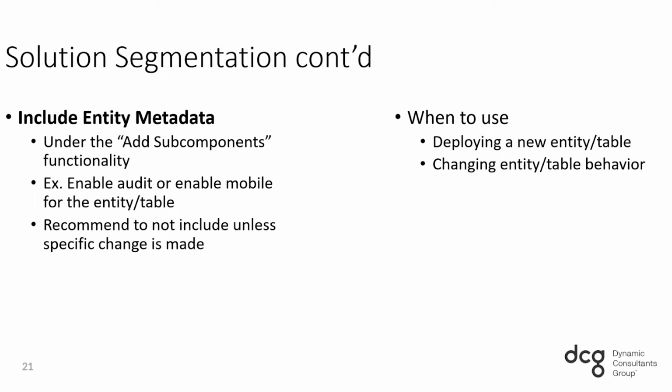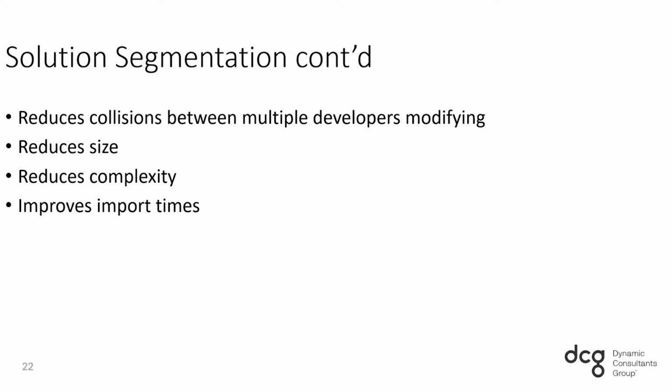What if you include the metadata on the contact table, and another developer is working on another solution and they made a test change to that metadata, but it's not ready to go to a higher environment yet? You've just brought it into your solution. So that's where segmentation is really important. That example is what we call a collision. Segmentation reduces collisions. It also reduces the size of your solution, so your import goes faster. It reduces complexity and improves import times.